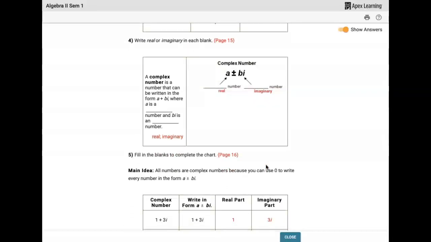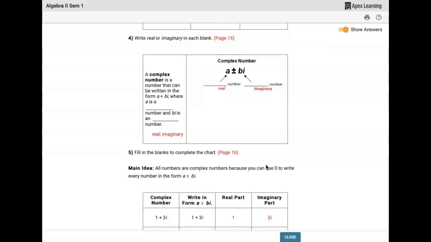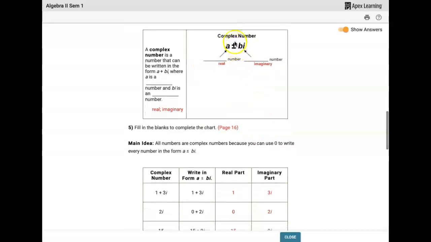Now, for real or imaginary: a complex number is a number that can be written in the form a plus bi, where a is a real number and bi is the imaginary part. So real, imaginary, and it's plus or minus.